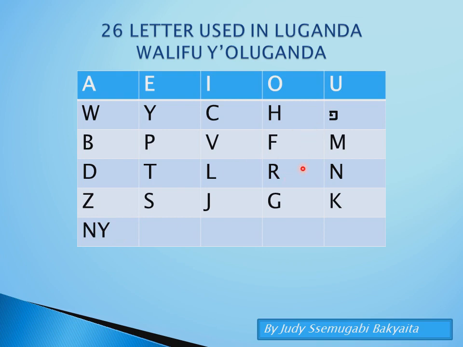And while we are writing in Luganda, we don't use this letter. It's difficult to find it. We can't find it on the keyboard. So instead of pronouncing this letter, we use N and G. When you add N and G, we get this letter, Nga. So these are the 26 letters we use in Luganda.